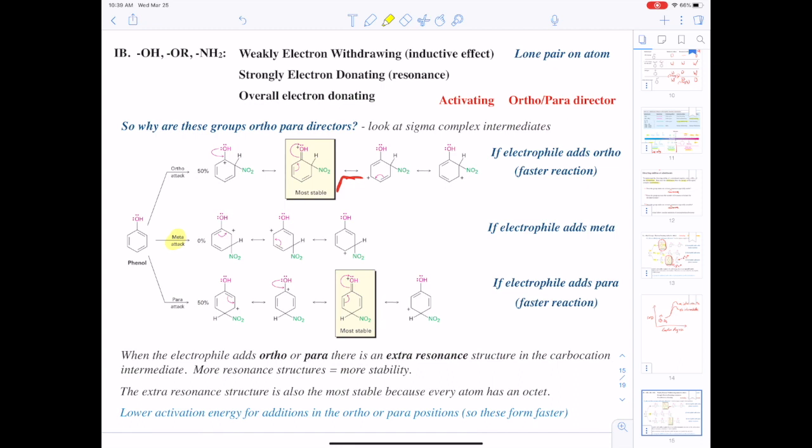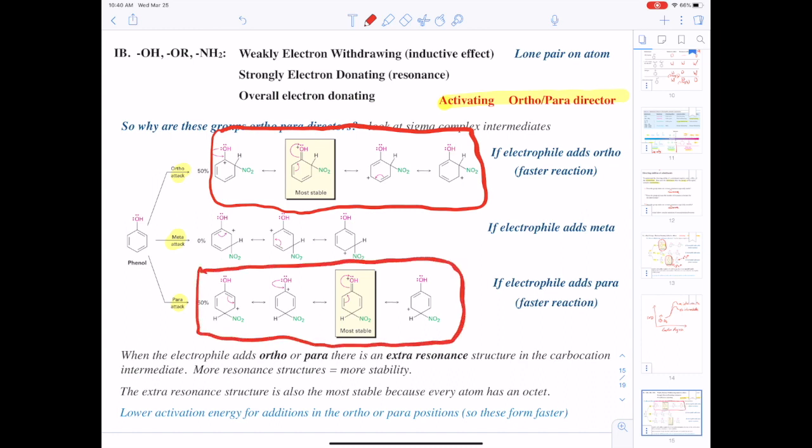Now, if you have groups like hydroxyl OH or NH2, these activating ortho-para directors, we can look at the intermediate once again. And the first thing you see is that if you go ortho or para, you have an extra resonance structure in the intermediate. 4 structures. Here you only have 3 structures. Where does that extra structure come from?